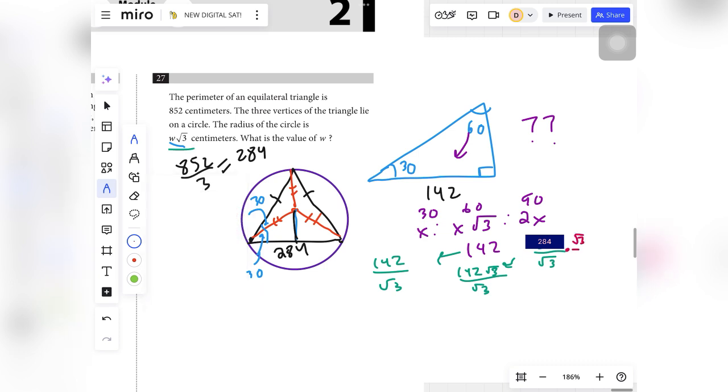Ooh, Daniel, be careful. Now I'm going to multiply that by root 3 over root 3 so I can get the denominator in the right place. I'll get 284 root 3 over 3, which is my correct answer. Plug that in and you'll get the question right. Great work and happy studying.